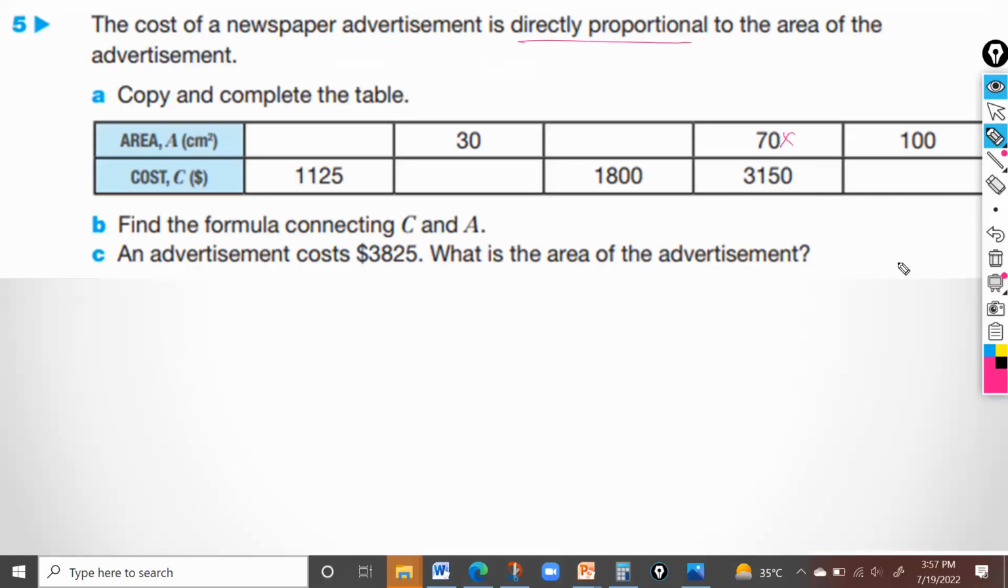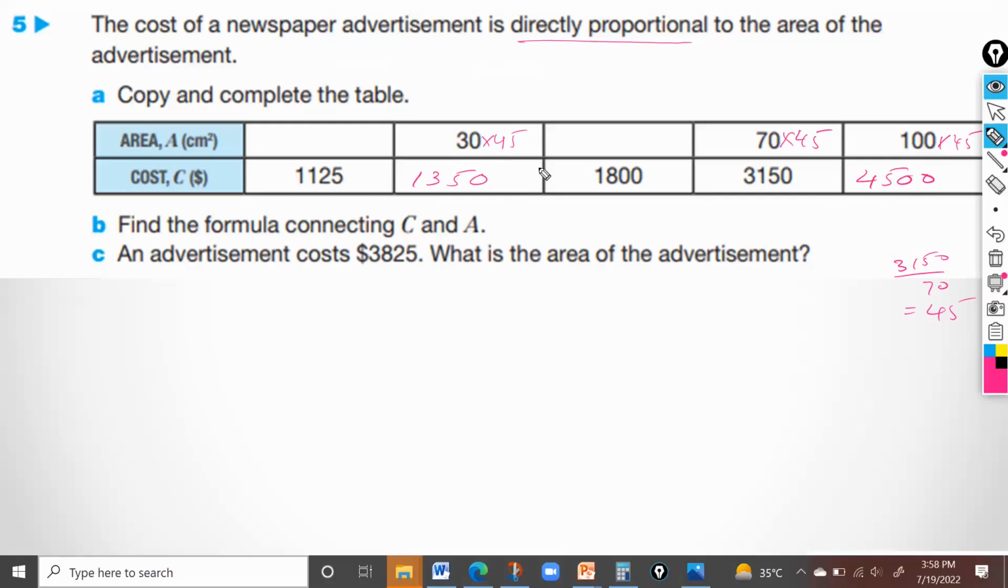So if I divide 3,150 by 70, I get 45. It means if I multiply 70 by 45, I get 3,150. In the same way, if I multiply 30 by 45, I get the cost for this area: 1,350. And if I multiply 100 by 45, I get 4,500.